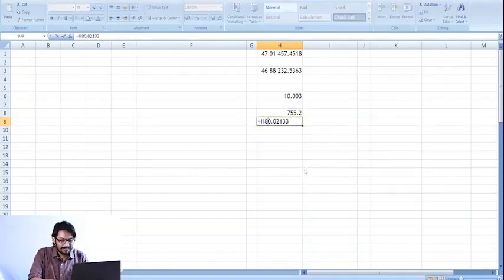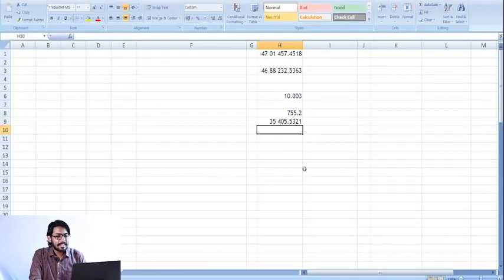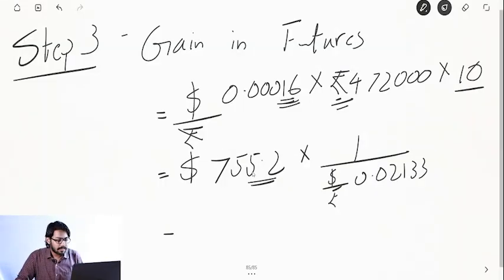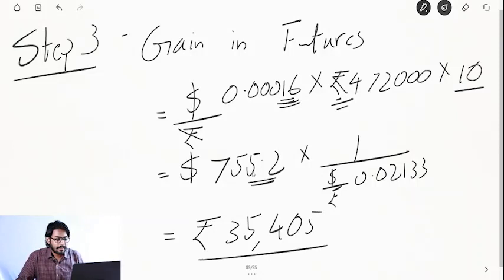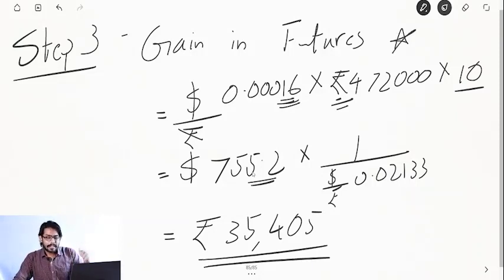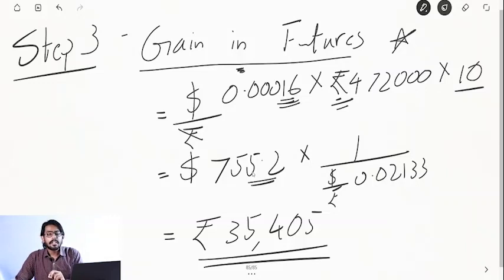Divided by... it was a silly mistake. Divided by, you get 35,405 rupees. The final answer is rupees 35,405. In this question it's okay, but in the upcoming questions, this step is the one that will create a little trouble for you.